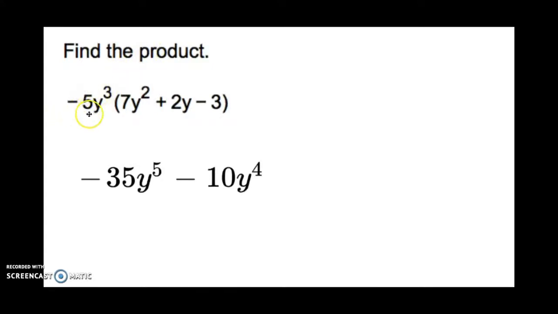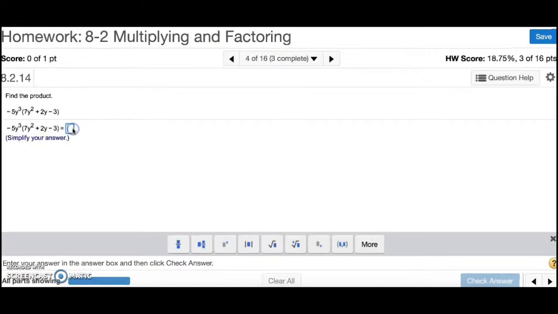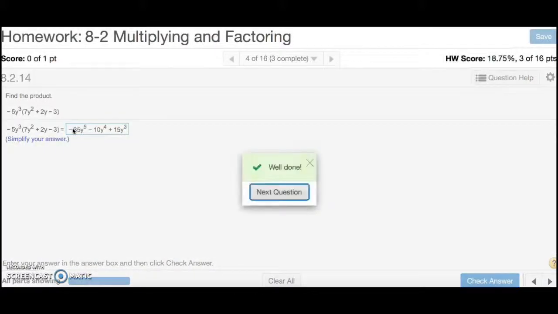Now we have negative 5y to the 3rd times negative 3. Negative 5 times negative 3 is positive 15. And then y to the 3rd is positive 15y to the 3rd. So this would be my answer. Typing it in, I have negative 35y to the 5th minus 10y to the 4th plus 15y to the 3rd. And that's number 4.